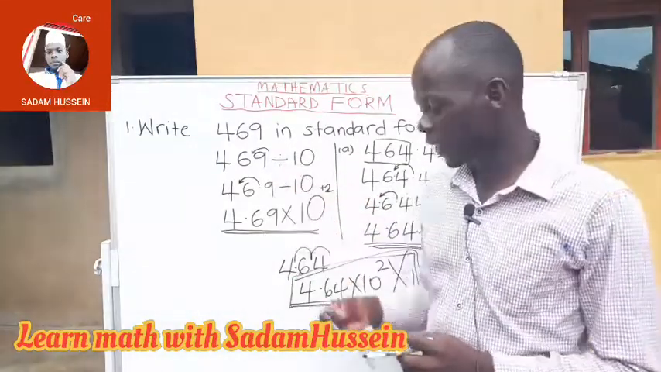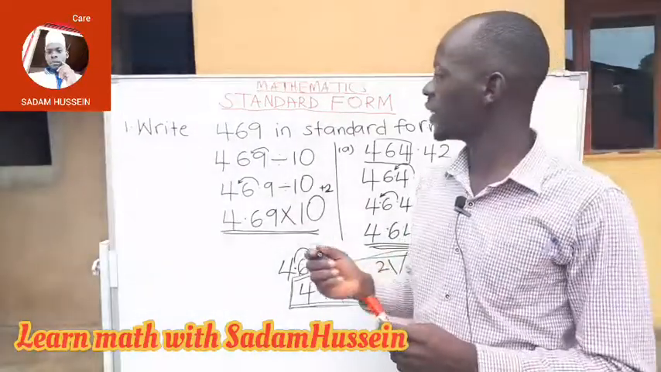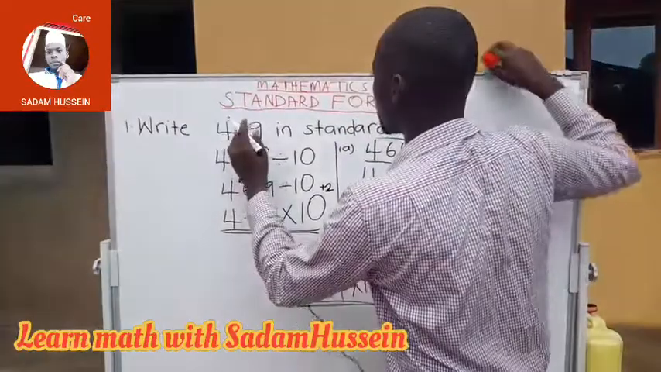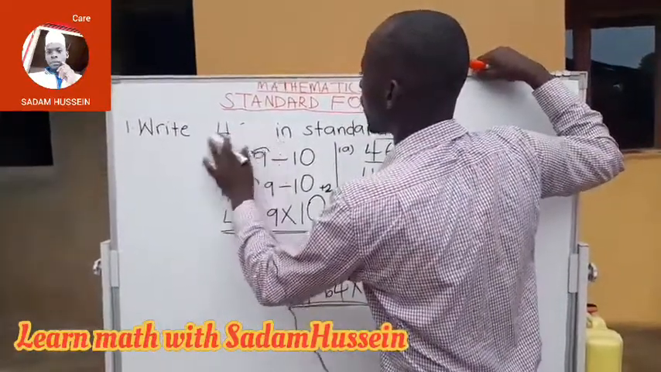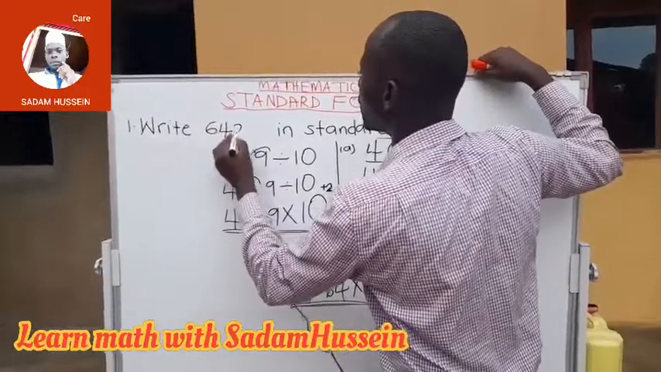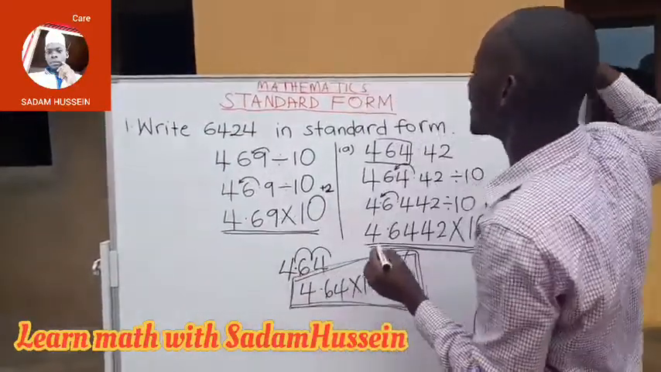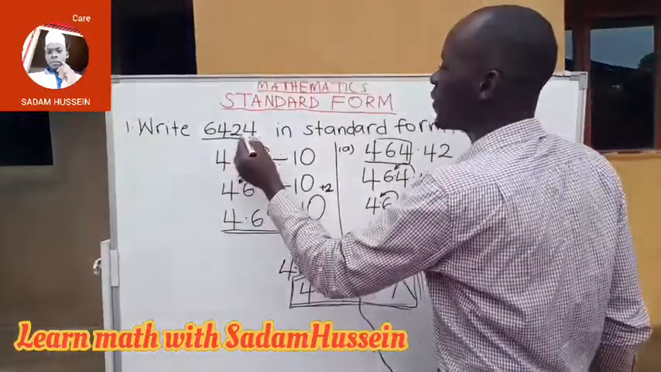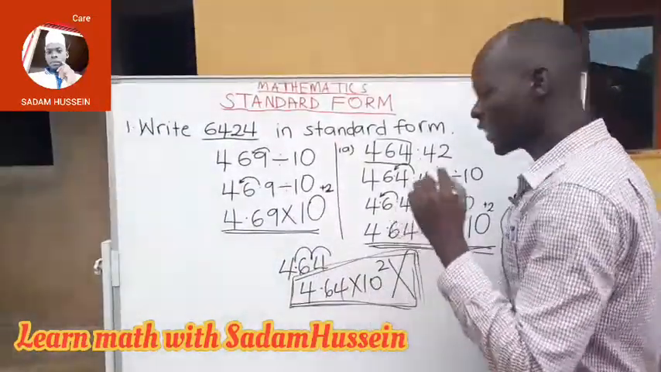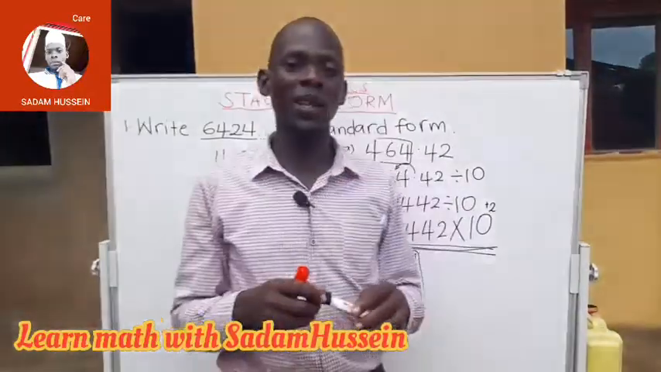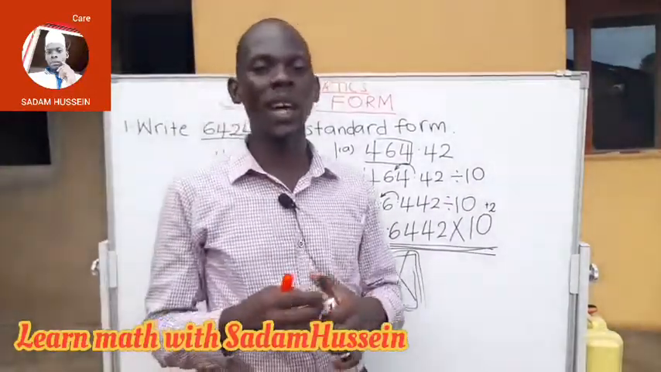I want you to work out this number. Write 6,424 in standard form. That one is enough. In the next lesson, I'll give you more examples and more exercises as we move on.